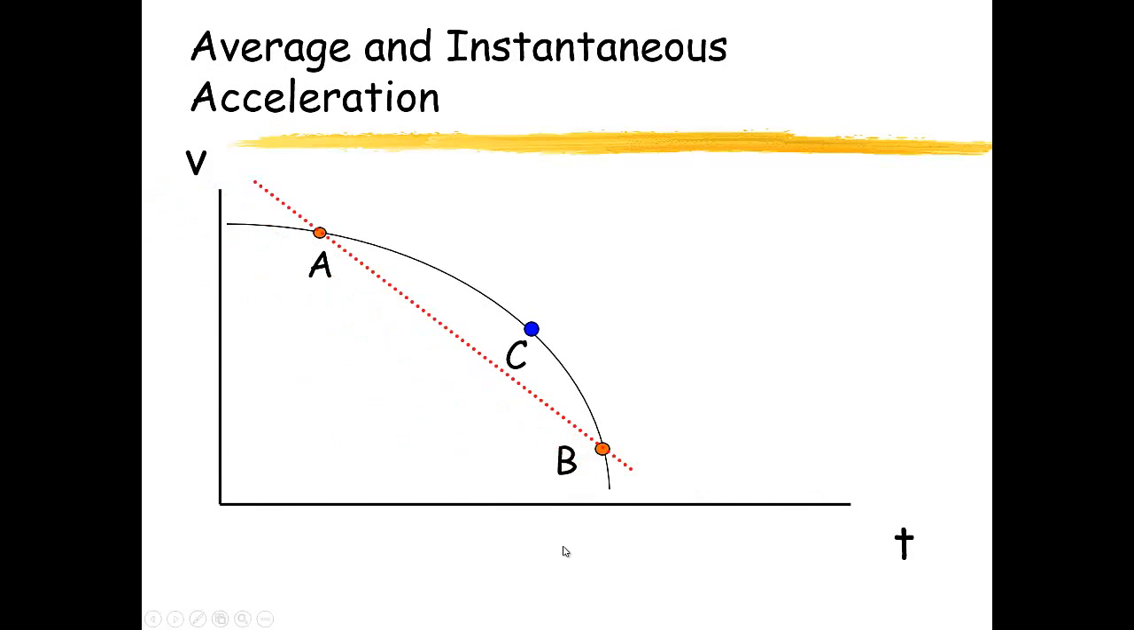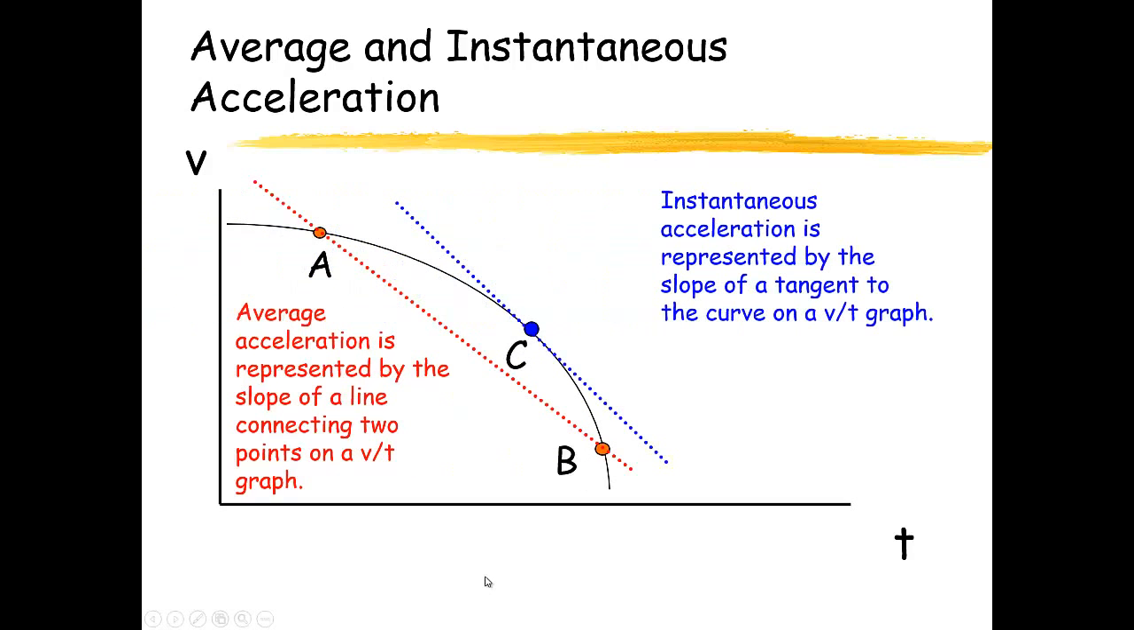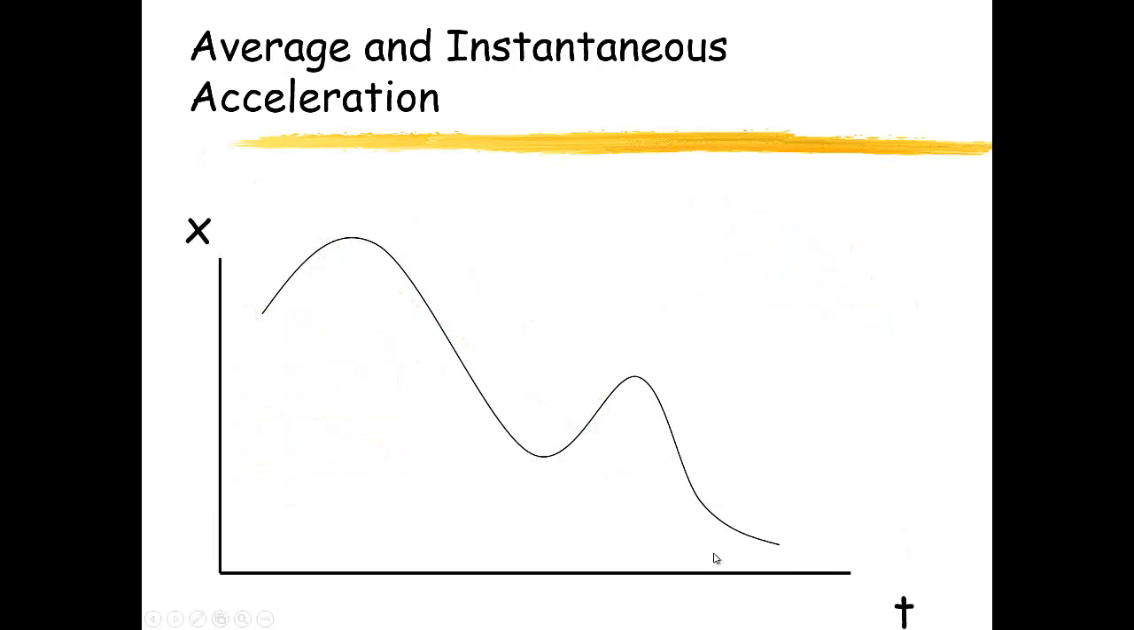If I draw a line going from A to B, the average acceleration is represented by the slope of the line connecting the 2 points, and notice this is a velocity versus time graph. So slope would be meters per second squared, and that would be the average acceleration. If I take that line and make it tangent, that's instantaneous acceleration. It's just the slope of the tangent line on the curve of a VT graph. So that one's pretty simple too.